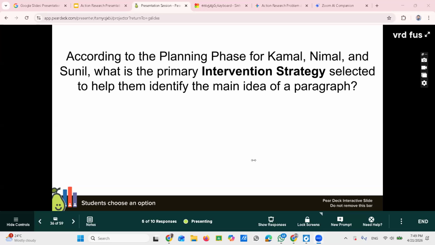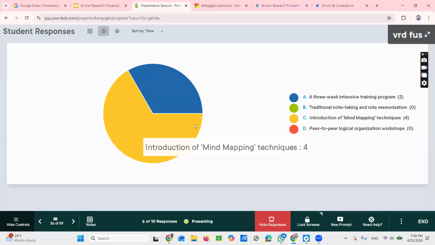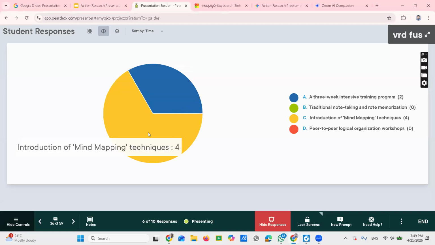Right. Now here, four and five answers. Then we can discuss the question according to the planning phase for Kamal, Nimal, and Sunil. What is the primary intervention strategy selected to help them identify the main idea of a paragraph? Right. Now look at your answers. Most of you marked the green, yellow color one. Then look at the yellow color answer: introduction of mind mapping technique. Yes, that's the correct answer.